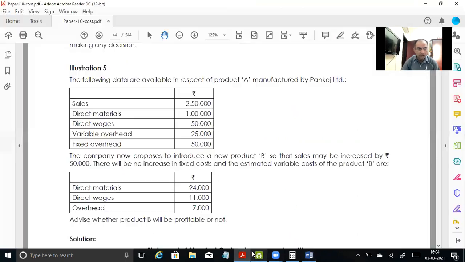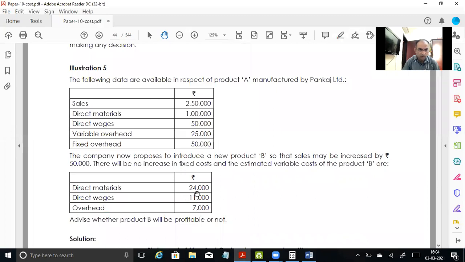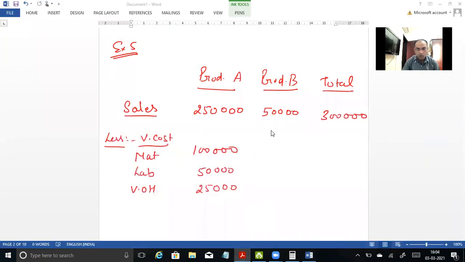So variable cost, let us check in the question. It is given for A: direct material 1 lakh, direct wages 50,000, variable overhead 25,000, totaling 1,75,000. So material 1 lakh, labor or wages 50,000, variable overheads 25,000. In the case of product B, it is given as 24,000, 11,000 and 7,000. Okay, so this is our total variable cost.